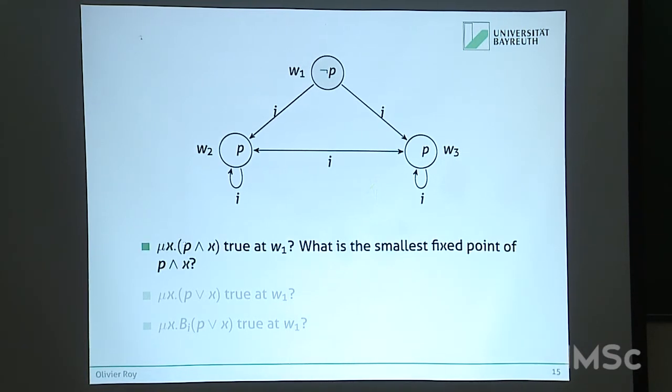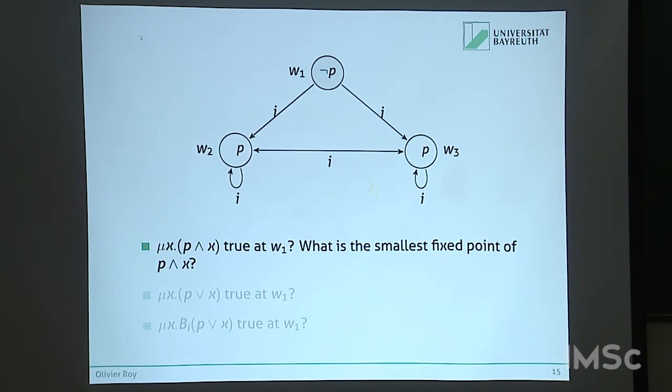Okay? So just to give you a little intuition of how this goes, suppose we have this little model. This is a Kripke model for our belief modality. This is our relation, and there's only one agent. Now, let's take a non-modal formula first: mu x. p and x. Is this true at W1?